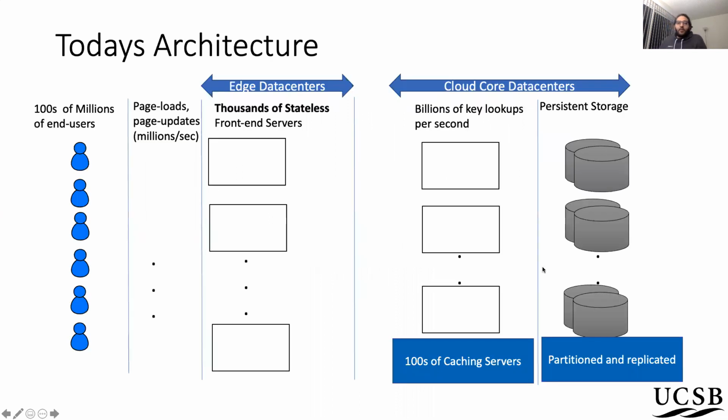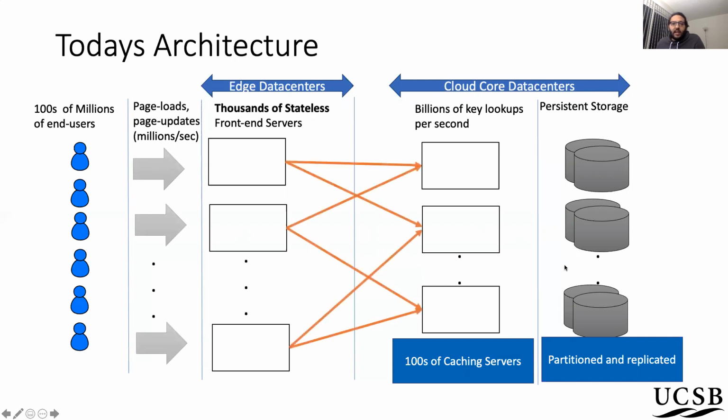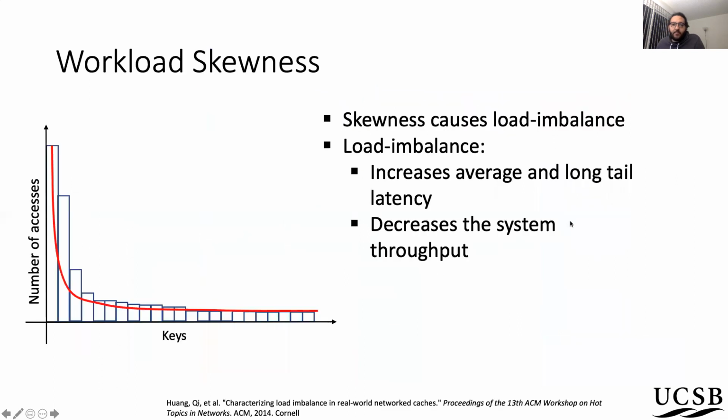So today's social network and web architectures consist of a distributed storage layer, which is persistent storage, deployed at the cloud, with a distributed caching layer deployed on top of the storage layer for high throughput and fast access. End users send their page load and page update requests to thousands of stateless front-end servers, either in the cloud or the edge data centers, that serve these requests mostly from the cache layer and only if necessary from the storage layer. The caching layer uses consistent hashing to distribute keys across the caching servers, and front-end servers use the same hash function to locate the keys.